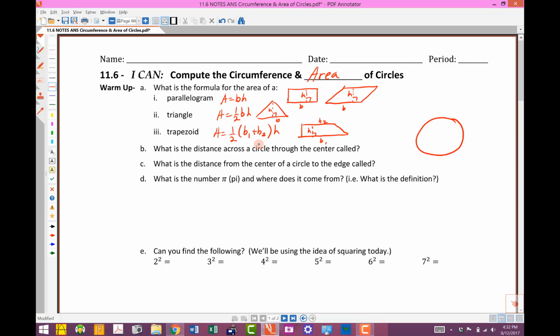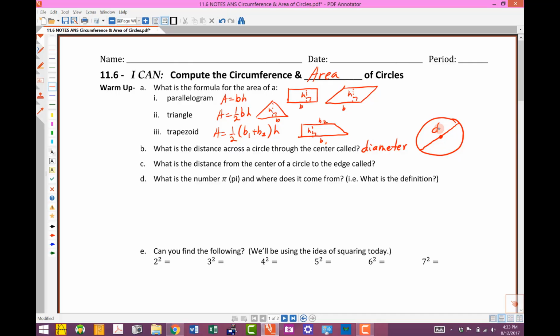All right, and now some other warm-up questions here. So for question B, it's what is the distance across a circle through the center called? So if we've got the center right here and we draw the distance across, it goes right through here, not over here, not over there, but right through the center. As long as it goes through the center, it has a name. So hopefully you remember what that name is. It's called the diameter. So diameter. All right, and we're going to use a D to represent that.